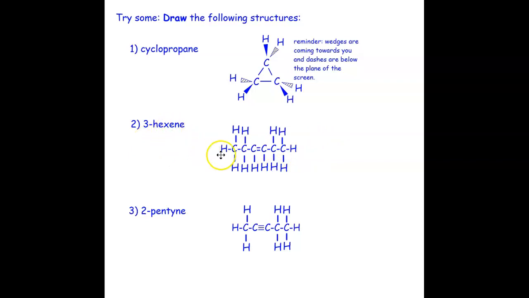3-hexyne has 6 carbon atoms. Because of the 3, we know the triple bond is between the third and fourth carbon atoms. Then we make sure there are exactly enough hydrogen atoms to make sure that there are 4 bonds for every carbon. 2-pentyne works the same way. The triple bond is between the second and third carbon atoms, and every carbon has exactly 4 bonds.